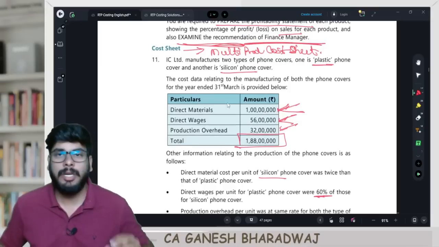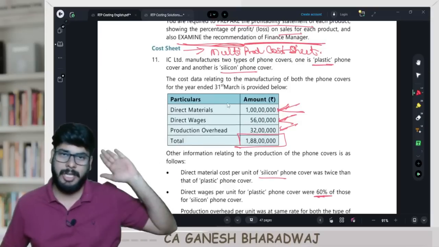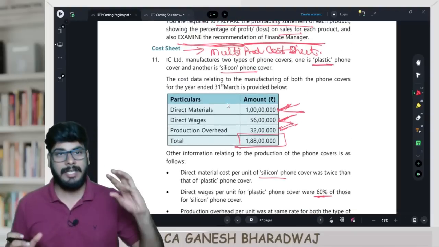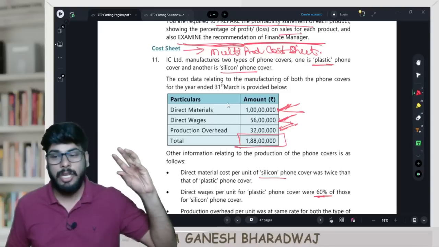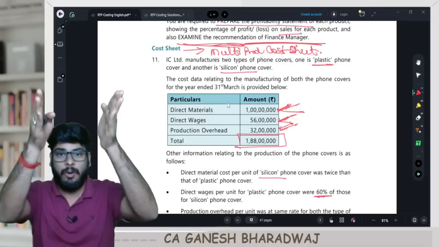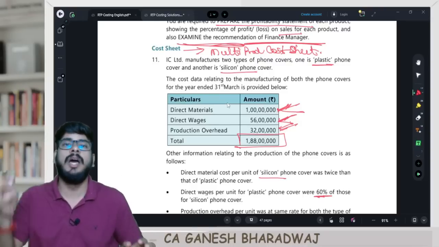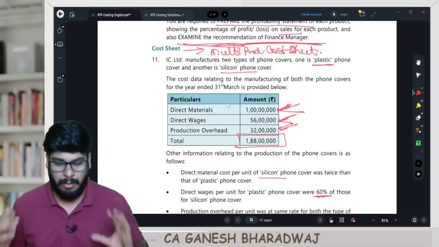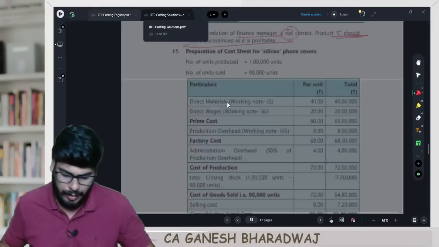Now you need to prepare the cost sheet. Format of cost sheet, you know that. However, these figures are all given in total. That is, these figures are pertaining to silicone plus plastic phone cover, but you need to segregate and find out the silicone components cost alone and prepare the cost sheet only for that. As simple as that, right? Now let's get started with this question.